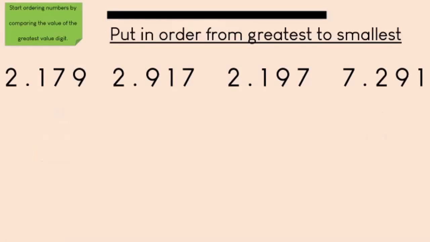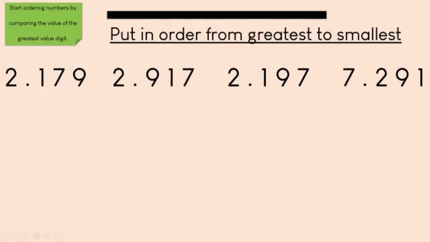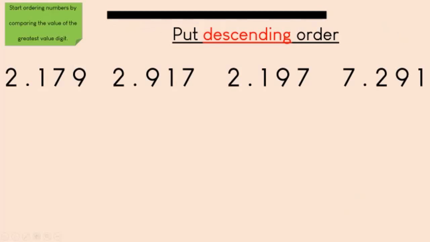Okay, let's have a look then. We're going to put these numbers in order from greatest to smallest. That means we're putting them in descending order. They're going from greatest to smallest. So we're going to start with the greatest value digit, and in these numbers, that's the ones digit. So we're going to take a look. I've got 2 ones, 2 ones, 2 ones, and 7 ones. If we're going in descending order, this is my greatest value number because it's got the greatest number of ones.